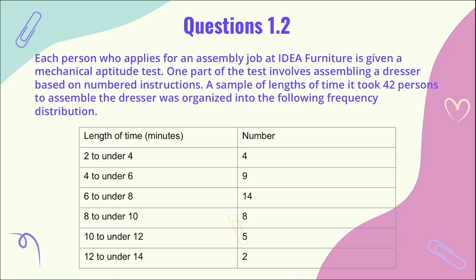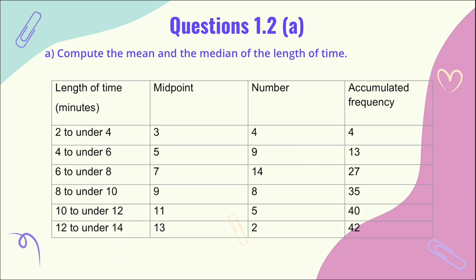I'm Sydney, and I'm talking about question 1.2. As we can see from the question, it provides us with a frequency distribution table about 42 workers and their use of amount of time to assemble the dresser. Question A asks us to compute the mean and median of the length of time. So I have drawn a simple table which includes the midpoint and the accumulated frequency for each class limit.